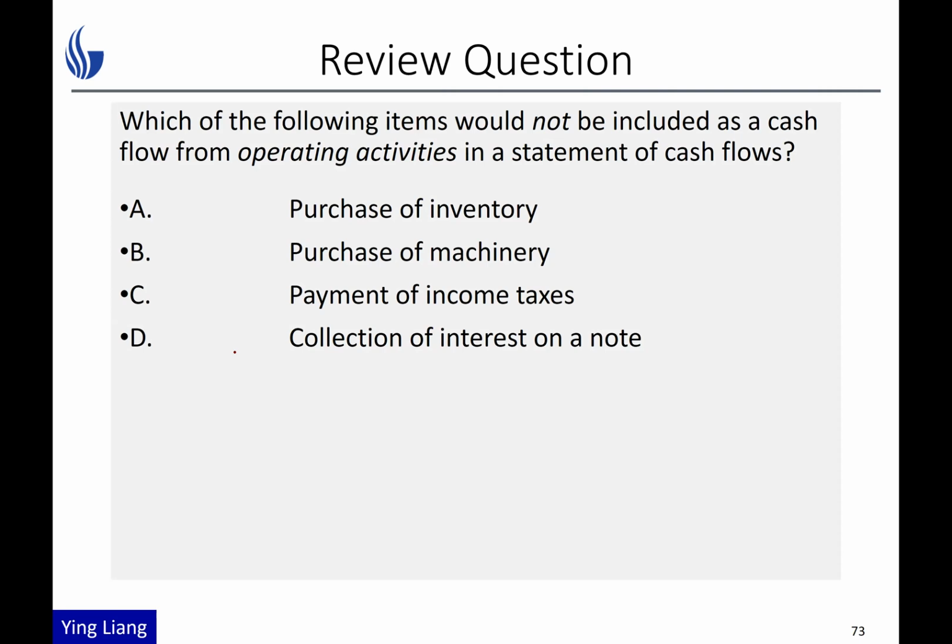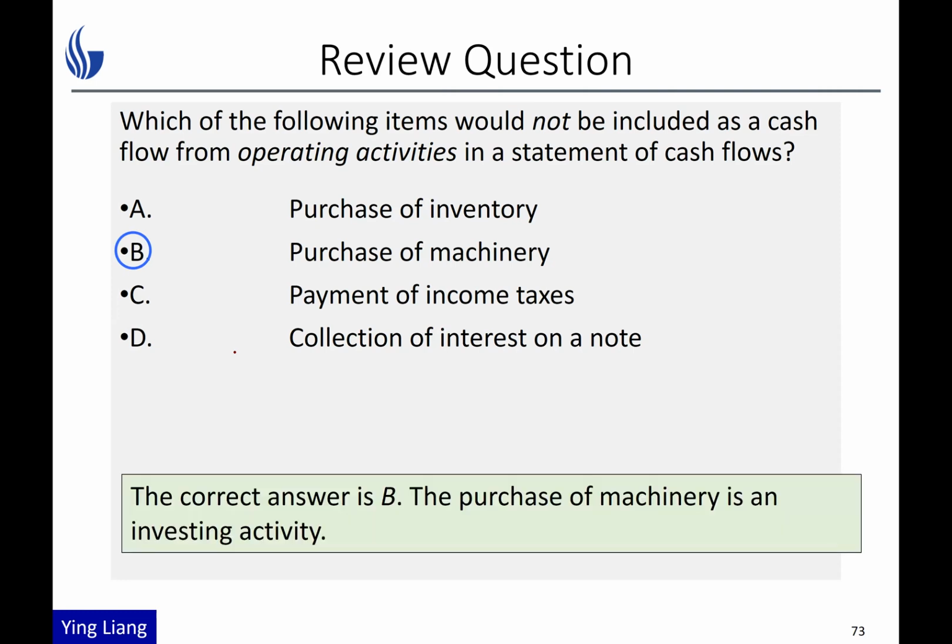Well, this question asks which of the following items would not be included as a cash flow from operating activities? The answer is B. Machinery once purchased is going to be a long-term asset, and long-term asset purchase is usually investing activities.